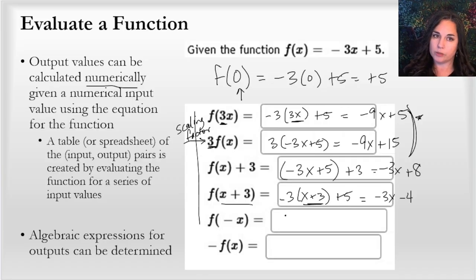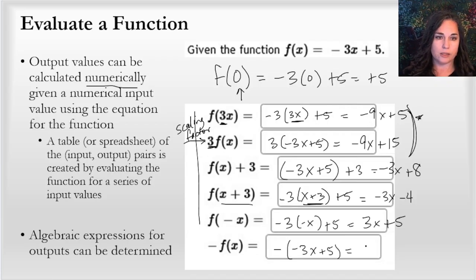F of negative x, wherever I see x, I'm going to put in negative x. We can see that this switches the sign on that first term, plus 5. That's different, again, than multiplying the function by negative 1 itself. I'd take the negative of negative 3x plus 5, and that'll give me 3x minus 5. Okay, so those are pretty simple examples. As we go through the course, I will be throwing harder and harder evaluative functions at you, and that is intended to sharpen your college algebra skills, and you will need these as you move forward, especially in science applications.